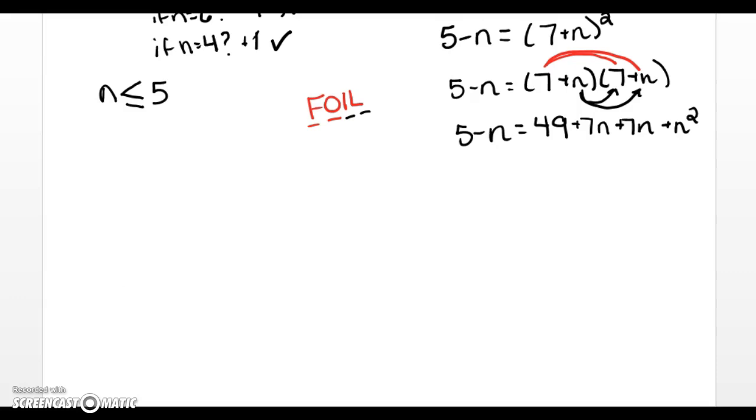Then what we're going to do from here is start collecting some like terms. In terms of like terms, you have to make sure you have the same variable and the same exponent. So here we have 7n and 7n, which are like terms. So we have 5 minus n is equal to 49, and 7 plus 7 is 14, so we have 14n plus n squared.